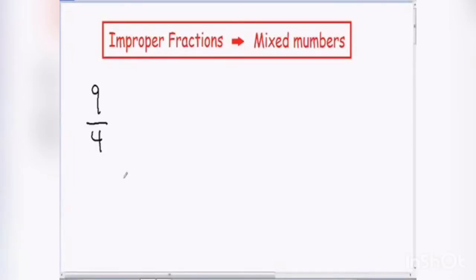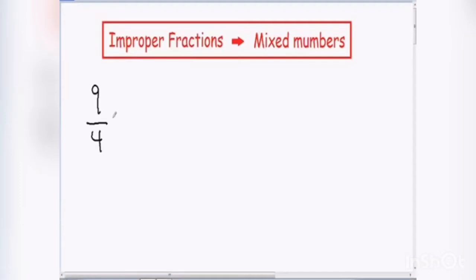Video on changing an improper fraction into a mixed number. So here we have the improper fraction 9 over 4. It's improper because we have a numerator of 9 which is bigger than our denominator, and we want to change it into a mixed number. And this is done through long division.